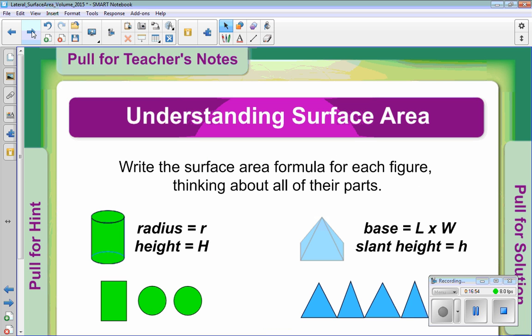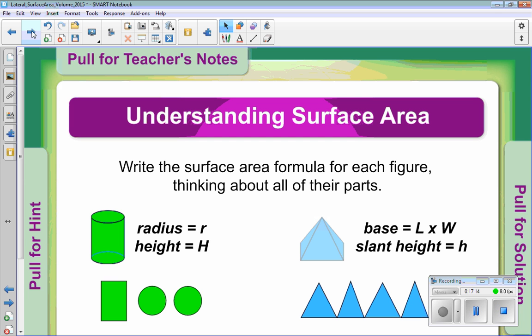Okay, let's go ahead and extend our thoughts and let's look at surface area now. What's the difference between surface area and lateral area? We know what lateral area is. It's the distance around, not including the bases. So look at your formula sheet. What do you notice about lateral area?